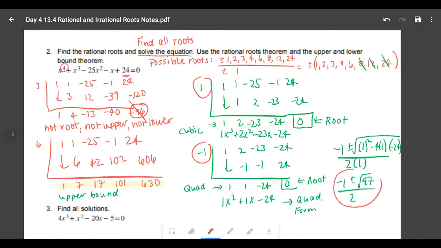So now I have found my 4 solutions. There are 2 here, 1 here, and 1 here. And that gives me all of my roots because remember, it was a quartic function. I should find 4 solutions.